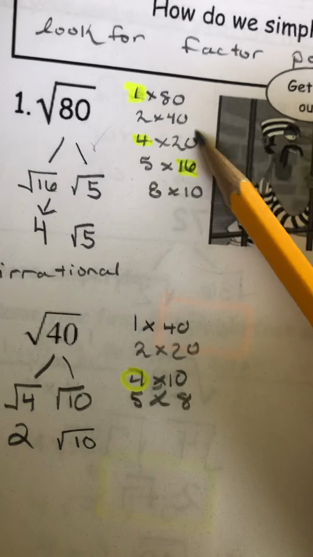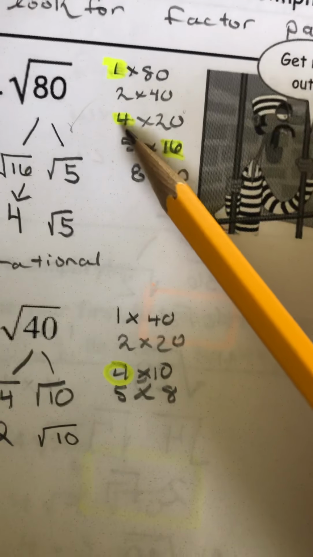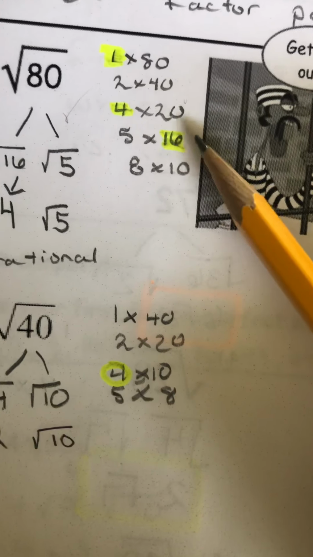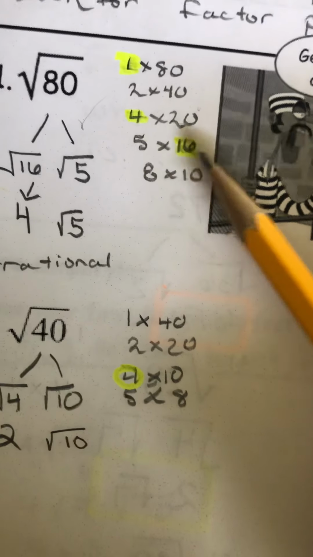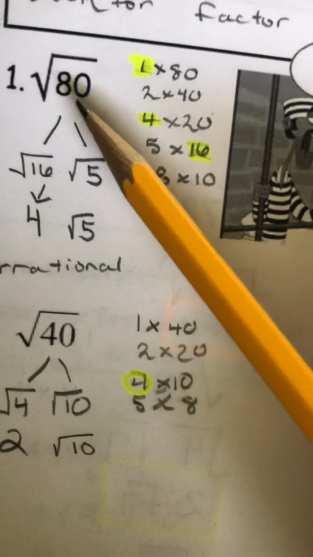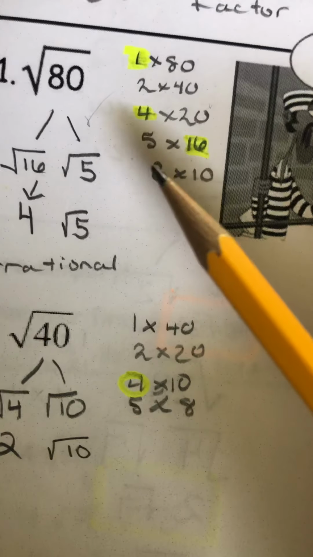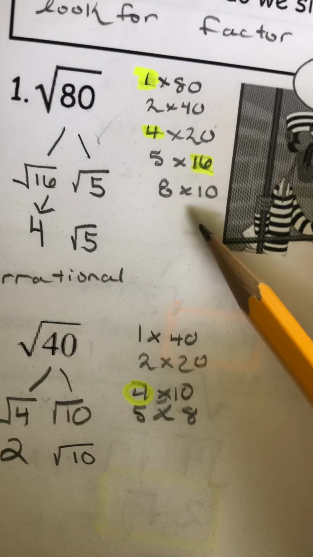2 times 40 is 80. Ooh, 4 times 20 is 80. 5 times 16 is 80. Now notice there's no 6, because 6 times a decimal will give you 80, so no 6 in our list, as well as 7, no 7s in our list. 8 times 10 is 80.